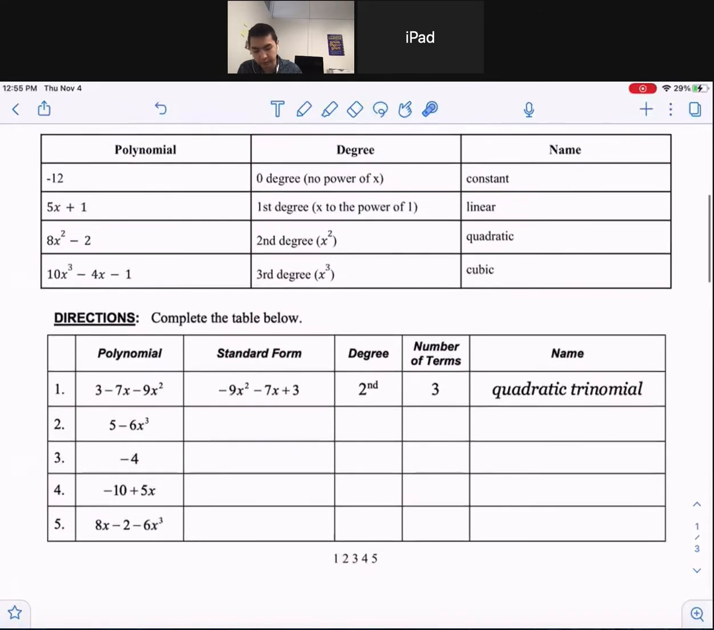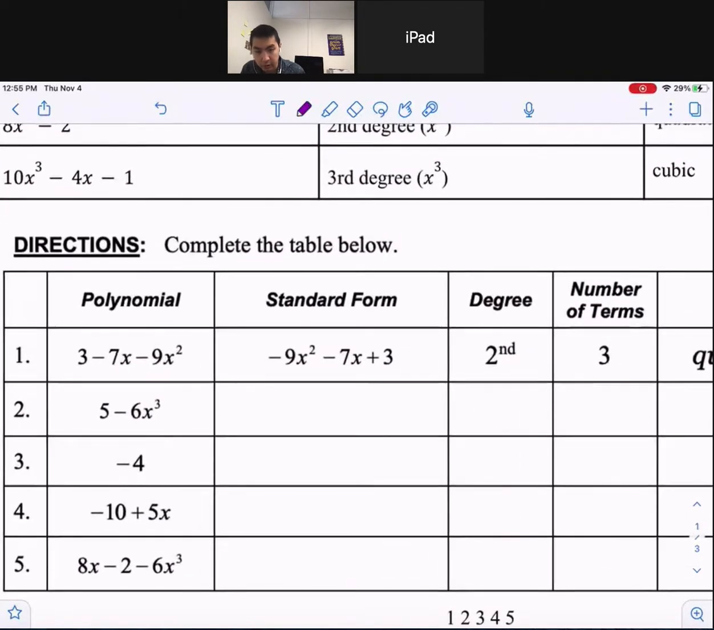So here are the directions. Complete the table. So remember standard form. In standard form, it's all about the highest degree, and it goes in descending order. So for number 2, our highest degree is this. So we have to put negative 6x to the third first plus 5.